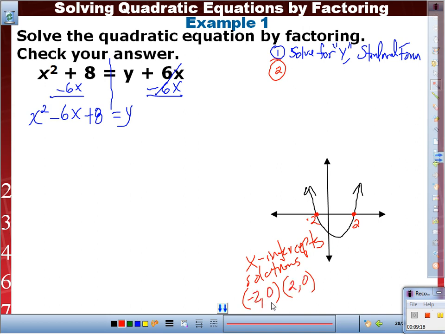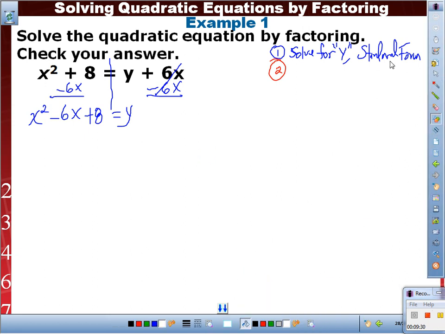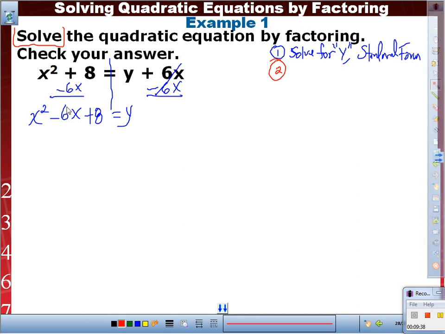Positive 2, 0. What do you guys notice about the y? The y is what? On both, right? And this is what? My solutions. Therefore, check this out. Now that we established that, look up. In order for me to begin to solve this equation, which means to get my x-intercepts, what needs to be true? The y needs to be what? That is correct. Make y equal to 0.